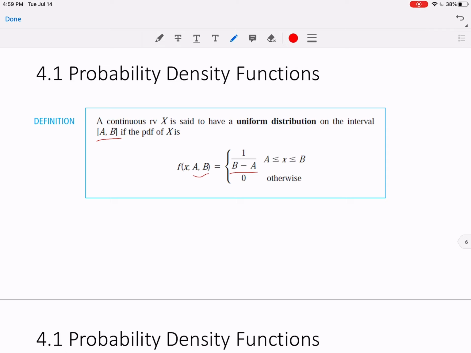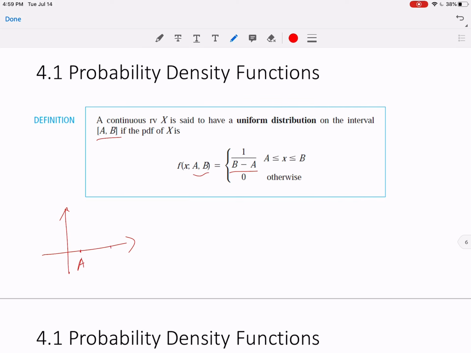Now let's take a look at how we get this PDF. First of all, we know that the PDF of a uniform distribution is just a constant number, right? If the interval is a to b, let's say a is somewhere here and b is somewhere here, f of x is a constant number, a straight line between a and b. If this is a uniform distribution, the area of this rectangle is going to be equal to 1, okay? The height of this rectangle would be f of x.